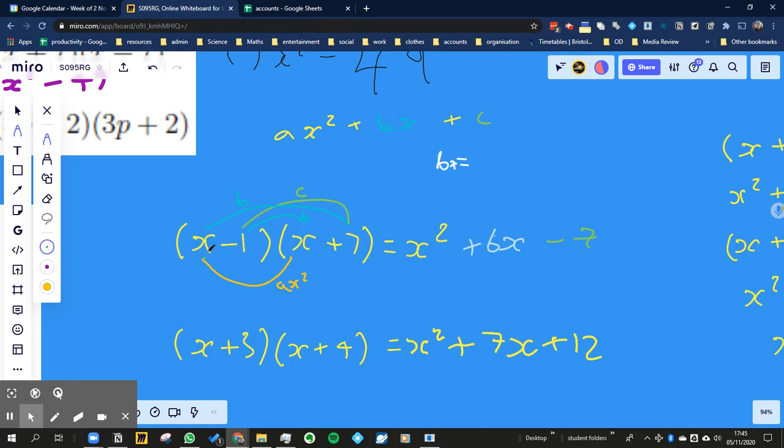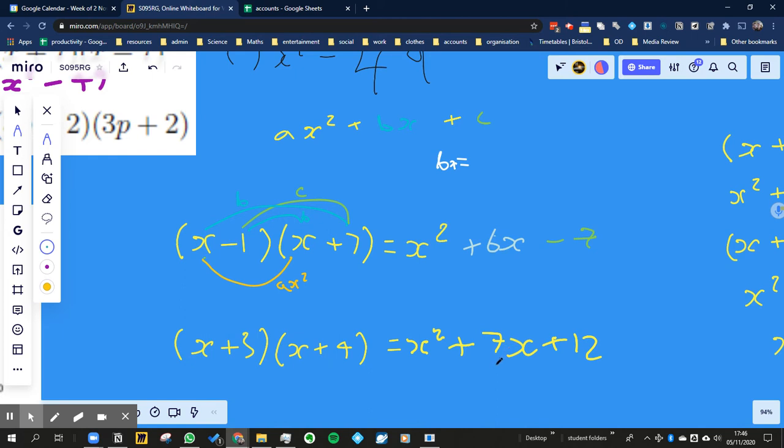So basically, when we multiply the x's together, we get one lot of x squared. In both of these examples, it's just going to be x squared, so a will be 1. When we multiply the two numbers, we get the value for c. But the other two get added together to give you the value for bx. So before we simplified this, we ended up with 7x minus 1x. Then we simplified it to get 6x. And the same over here.